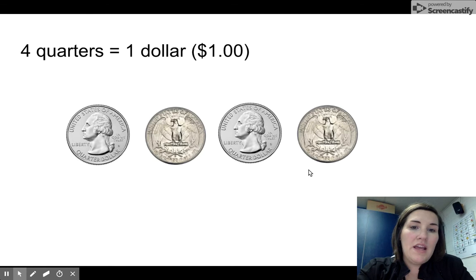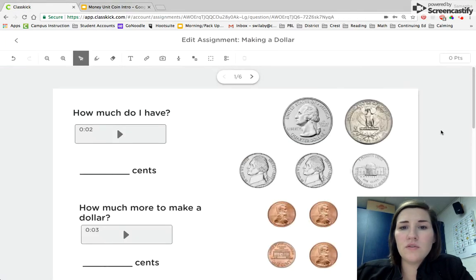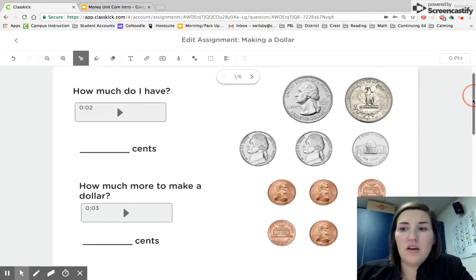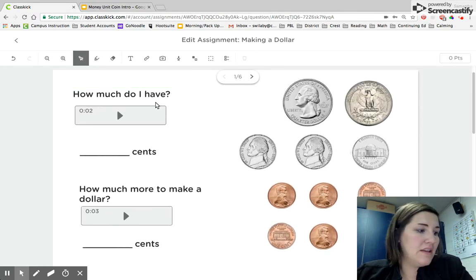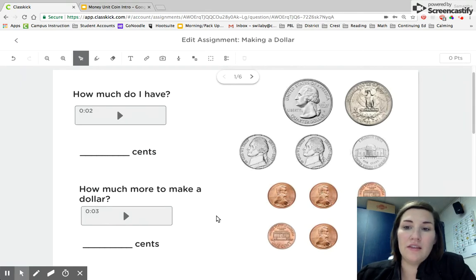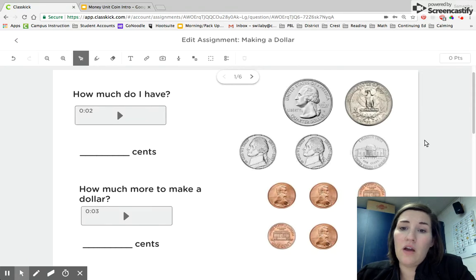So as you're working today, you might not necessarily have all of these coins to make a dollar, but my challenge to you in your class kick is going to be to take a look at what change was in my pocket, and you're going to see how much do I have. So counting what's there for you, how much do I have, and how much more do I need to make a dollar? So keeping in mind that a dollar is 100 cents, and also noticing that there are different coins mixed together. So it's not going to be all pennies or all quarters. You're going to have a mix.